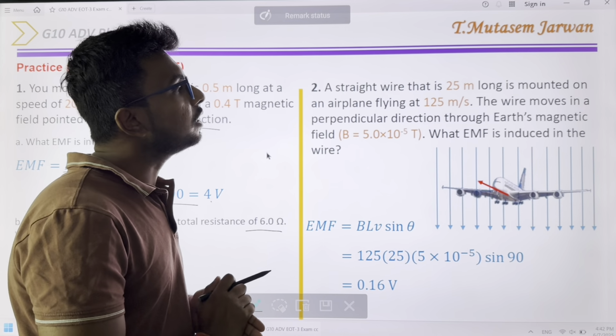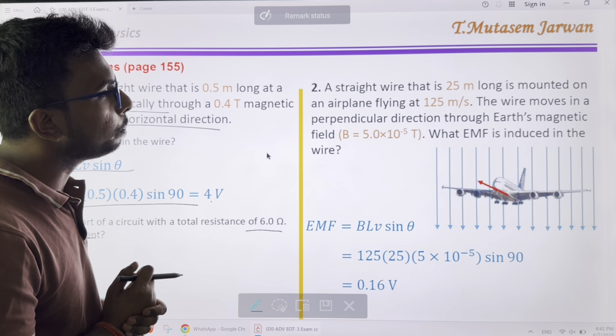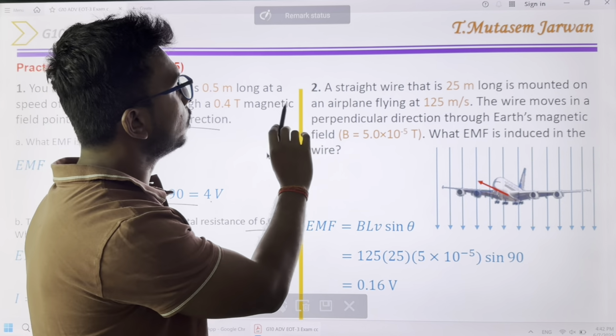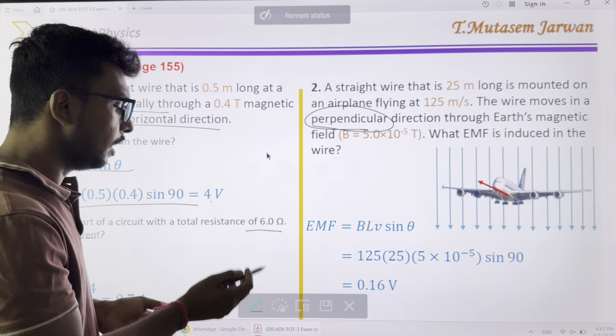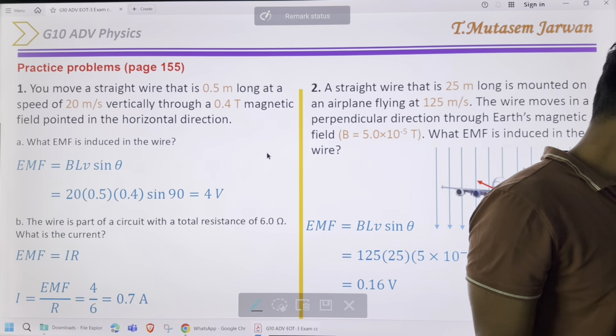A straight wire that is 25 meter long is mounted on an airplane flying at 125 meter per second. The wire moves in a perpendicular direction through Earth's magnetic field. Where is the wire? It's mounted on an airplane. Okay, we don't know the location of the wire. The wire moves in a perpendicular direction through Earth's magnetic field. What EMF is induced in the wire? We don't need to know the location, because here it says perpendicular. So theta is 90. All I have to do is put in the formula BLV sine theta and I will get the value of the EMF induced in the wire.